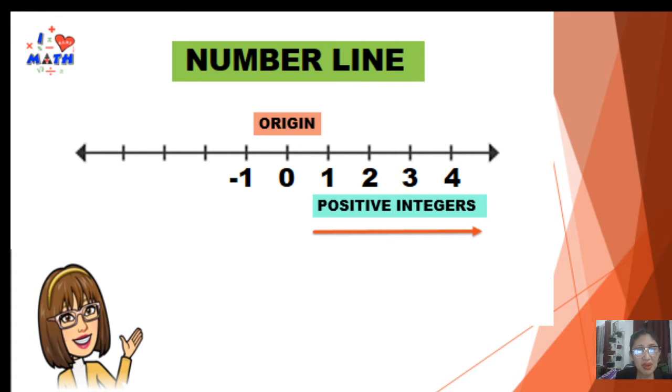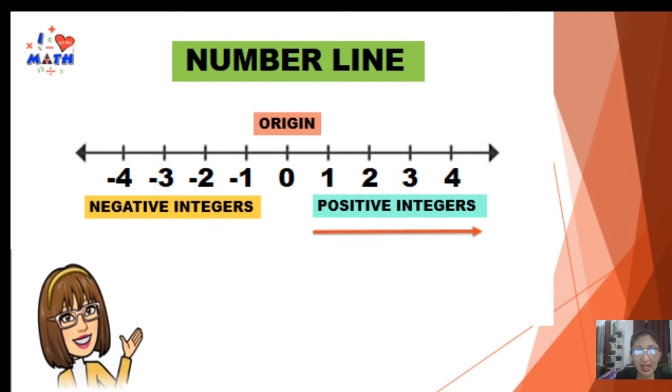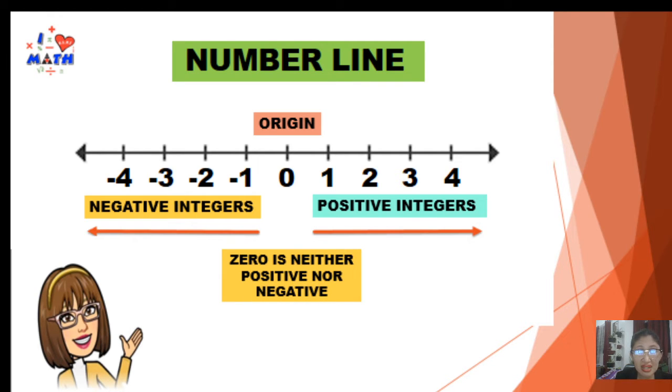To the left of 0, we have negative 1, negative 2, negative 3, negative 4, and so on. These numbers are what we call the negative integers. It extends infinitely to the left of 0. 0 is neither positive nor negative.